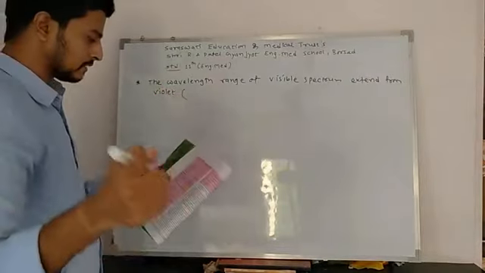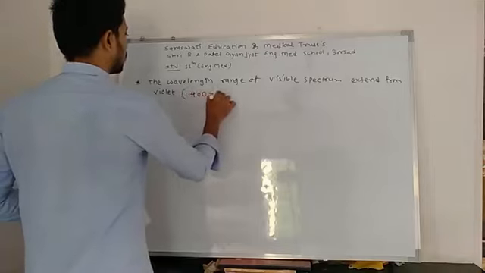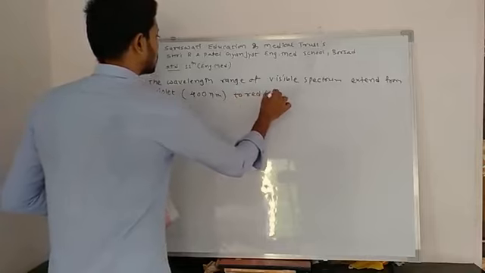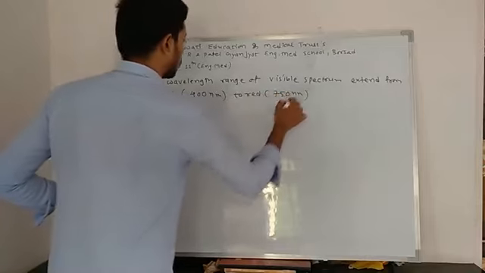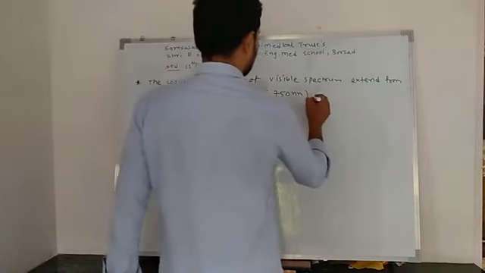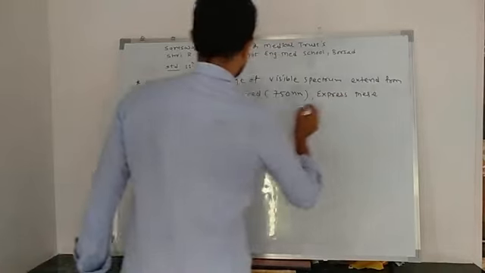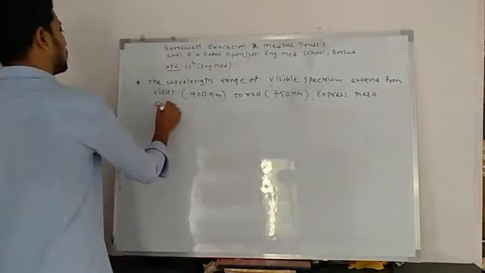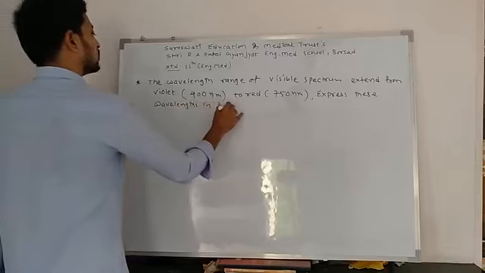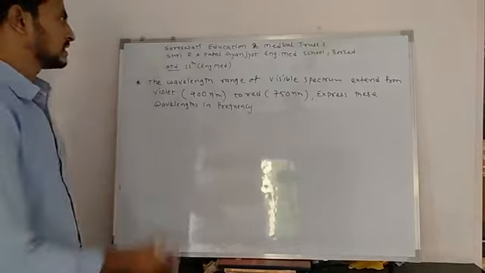Its wavelength is given in the question as 400 nanometer for violet to 750 nanometer for red. Express these wavelengths in frequencies. So this is the question.